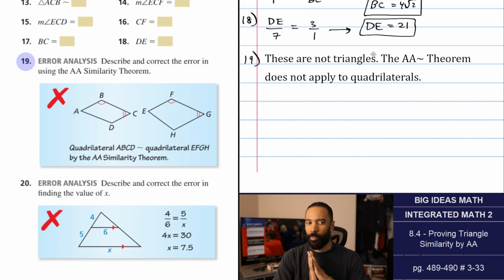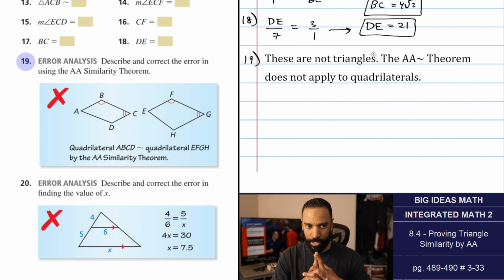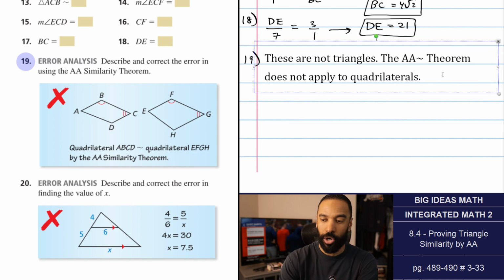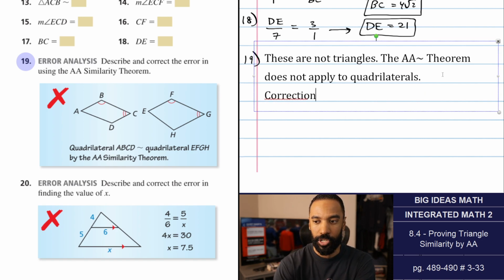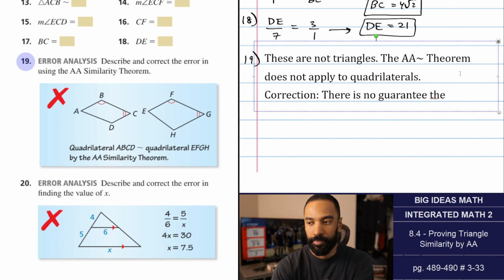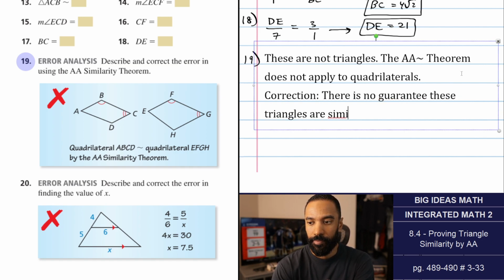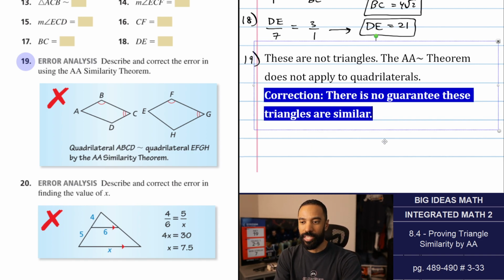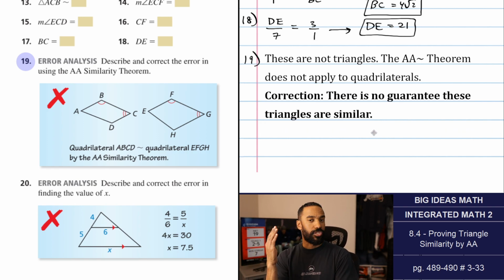I don't like when they say correct the error, because generally whenever I hear that, what I'm thinking is do the problem in a way to show how to fix it. There is no way to fix it. We can't. So my correction, I'll just say this: there is no guarantee these triangles are similar. And I think there's a nice stark difference between saying we can't assume triangles are similar, like I just said, and triangles are not similar.